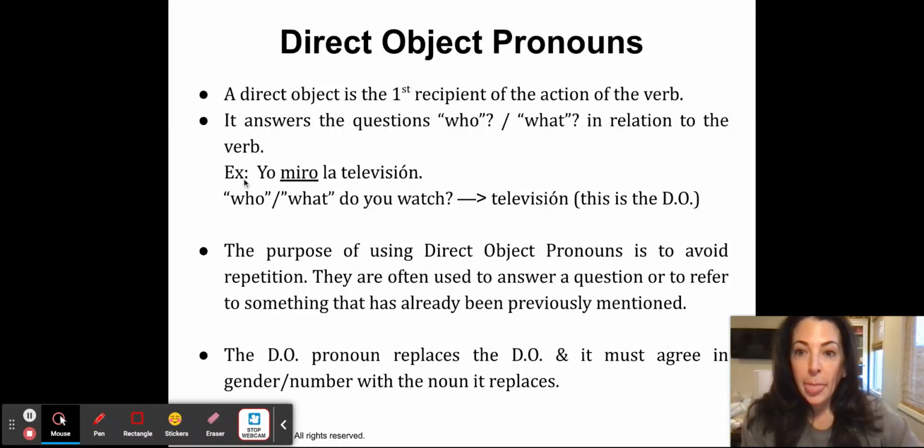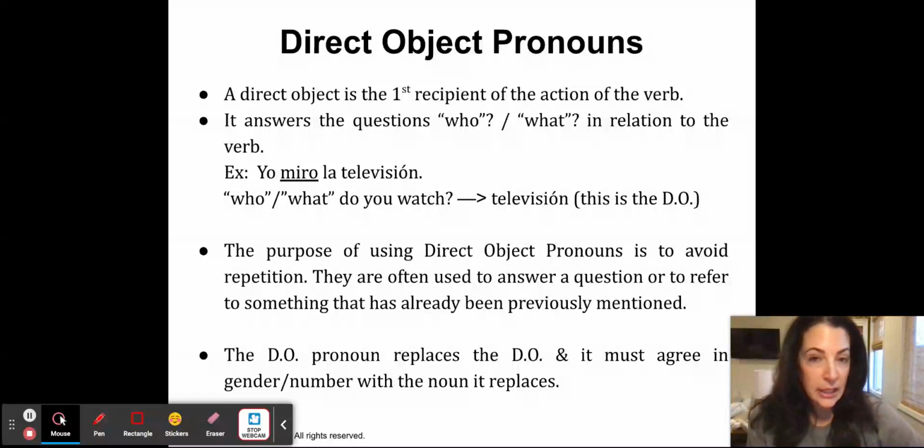For example, if the sentence said, Yo miro la televisión, first thing you find the verb, miro, and then you ask who or what do you watch? And the answer to that question is going to be the direct object. Yo miro la televisión. Miro, who or what do you watch? Televisión. So the first step is to identify the direct object.